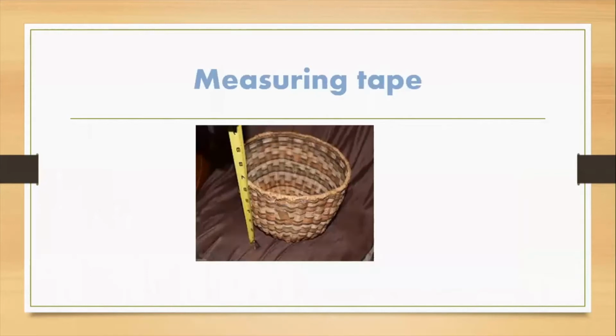Now, a measuring tape is a very simple one. Everybody will know what a measuring tape does. It basically does what it says. It measures so that if they want to make their basket a certain size, they will use their measuring tape. It's a bit like a ruler, but you can roll it up and it's a lot more flexible.